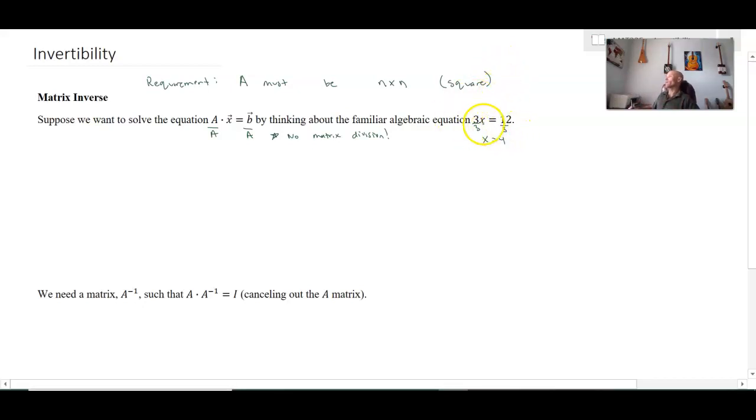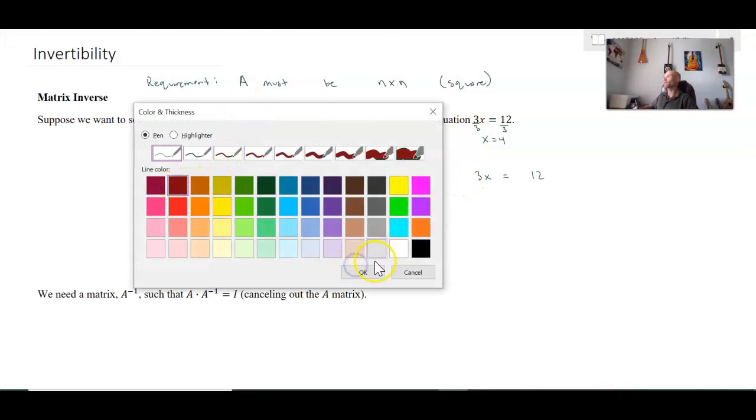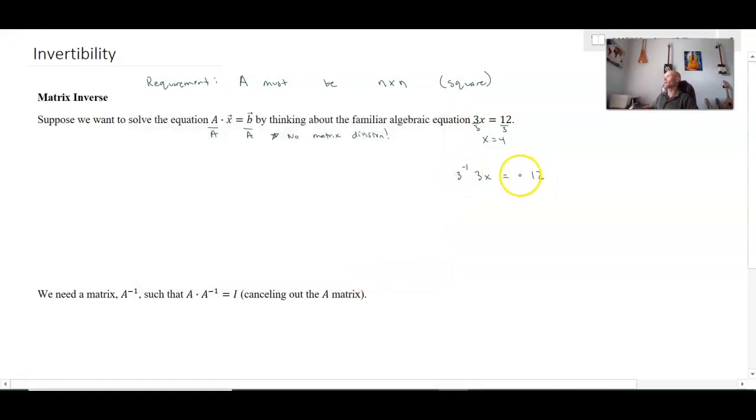So what other ways do we have of solving this? Well, one other way is to think about not division by 3, but multiplication by what we call the inverse of 3. Okay, so if we have the inverse of 3, and we multiply both sides by that, well, the inverse of 3 is really just 1/3. And 1/3 of 3 is 1, and so we get 1x equals 1/3 of 12, which is 4. So effectively, this cancels out and gives us the coefficient of 1.